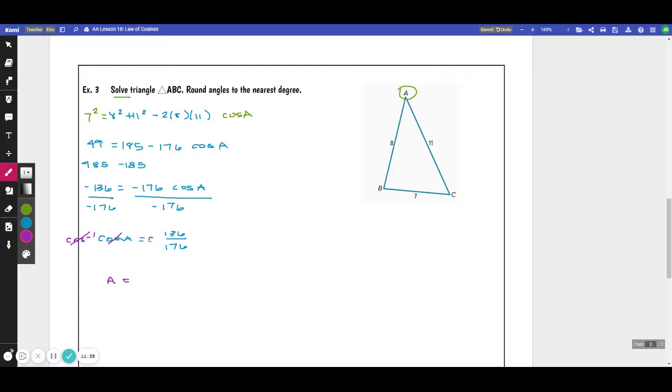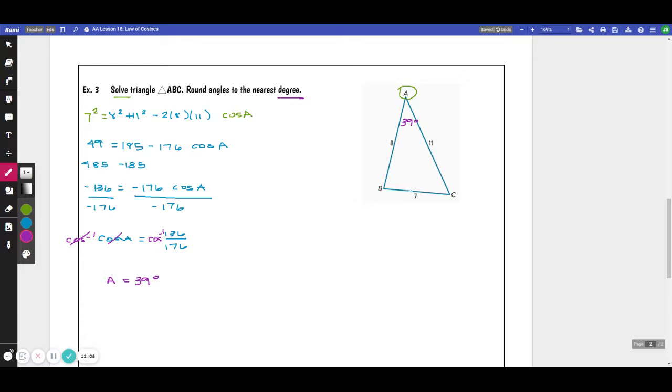A equals, and then inverse cosine on this side. So inverse cosine of, use parentheses, 136 divided by 176. To the nearest degree, so I got 39 degrees for A. Okay. So you could continue to do that for the other two angles.